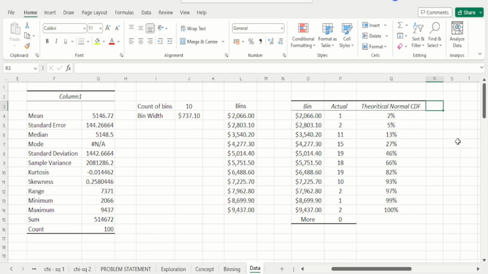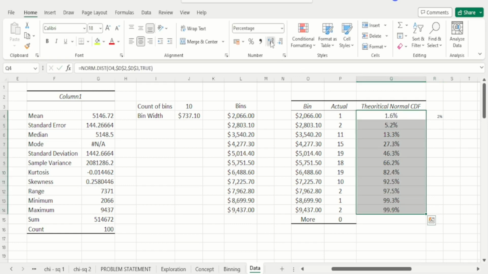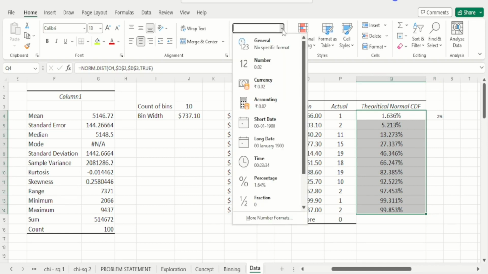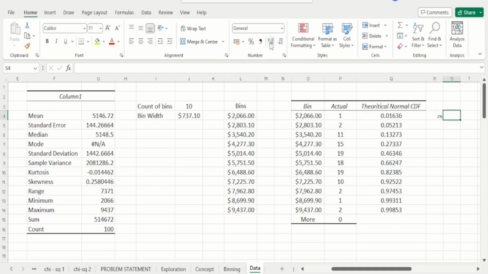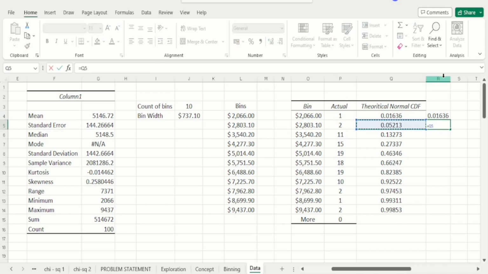For the first one, we don't really need to do anything because this is the first bin, so there is nothing technically to the left of it. We don't have to make that change on the first one. It remains as is. But from the second bin onwards, and our second bin is the 2803 number, what we need to do is subtract this number right here and this number right here.